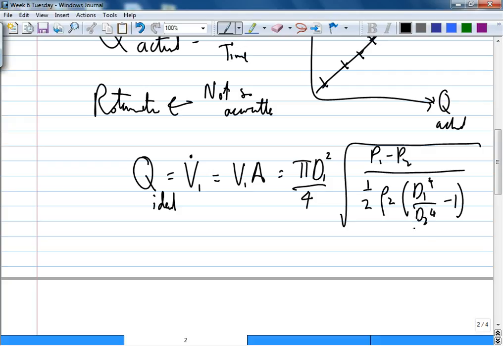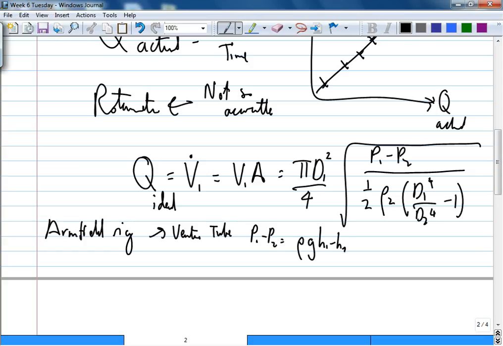For each device, if you measure the pressure, you know what the flow rate is. For the Armfield rig, the first one is the Venturi tube. I told you H1 minus H2, isn't it? Or is it H2 minus H1? Doesn't matter, the absolute. P1 minus P2 equals rho g (H1 minus H2).